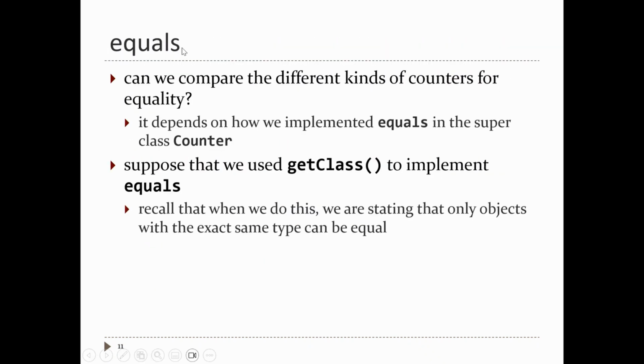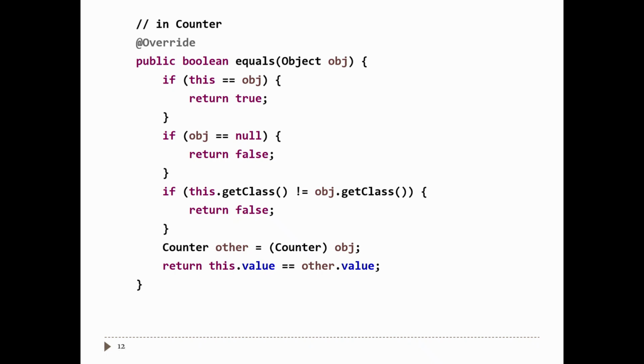Okay, what about equals? A few weeks ago when we learned about equals, we implemented equals using getClass. There is a second version of equals. The second version of equals is what you should consider using if you are trying to implement equals for classes that are related by inheritance. Okay, so in Counter, we've already implemented equals. We've used the getClass version of equals to test whether or not two objects are both counters.